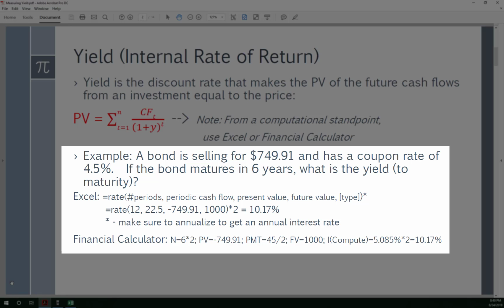In a calculator, it's the same type of deal. So in the inputs, you're going to put 6 times 2, so you'll have 12 for that. The present value, you'll have $749.91 with a negative sign. The payment, $45 divided by 2 to get that number. Future value is 1,000. And then we're going to compute the rate, the I. And we need to take that result and multiply it times 2. So that would give us a result of 10.17%.